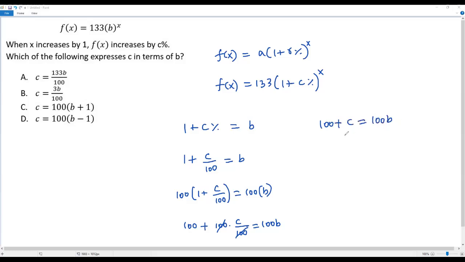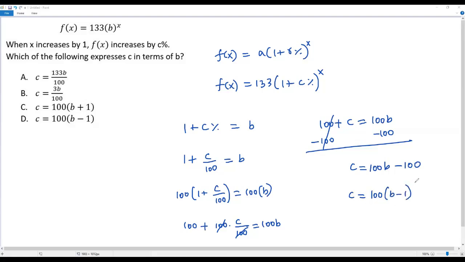Okay, now my aim is to solve for c. So I have to get rid of this 100. For that, I subtract 100 from both sides. When I do so, this positive 100 and negative 100 will cancel out. I'm getting c equals 100 times b, minus 100. Now I can consider the expression on the right side. I find that there is a greatest common divisor for these two terms, that is 100. Since 100 is the greatest common divisor for these two terms, I can factor 100 out. If I factor 100 out, then I'm getting b minus 1 inside the parentheses.